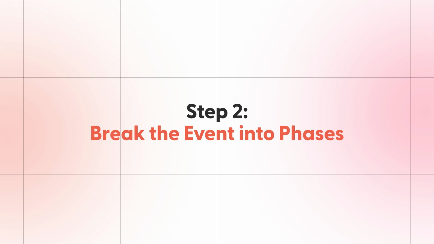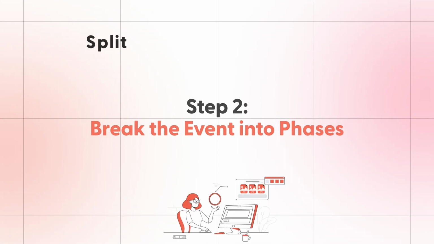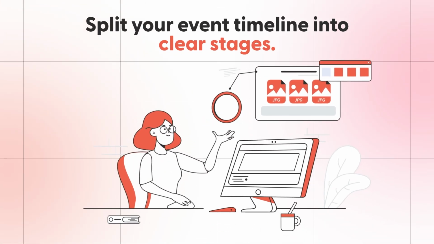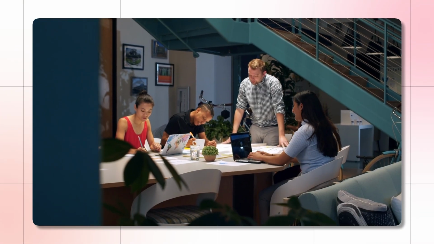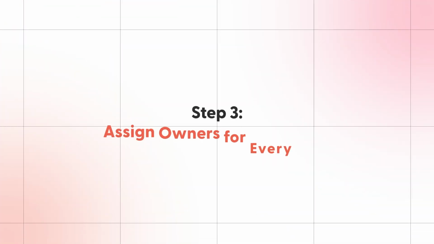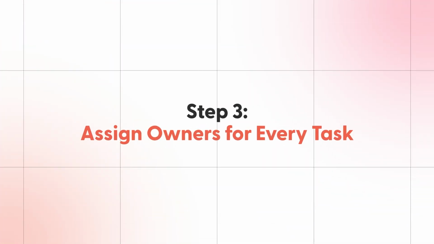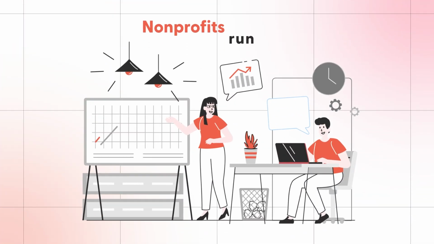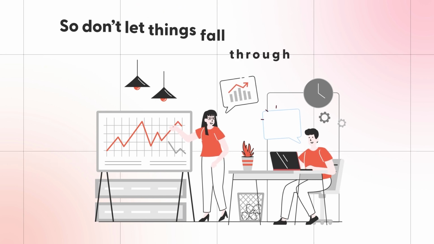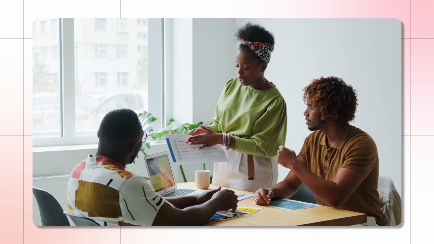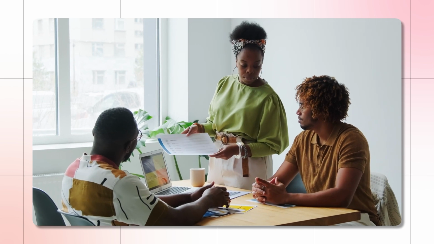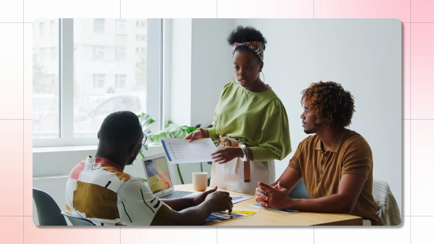Step 2. Break the event into phases. Split your event timeline into clear stages: planning, promotion, execution, and follow-up. This gives your team structure and prevents burnout. Step 3. Assign owners for every task. Nonprofits run lean, so don't let things fall through the cracks. In your template, list tasks with clear deadlines and responsible team members or volunteers.